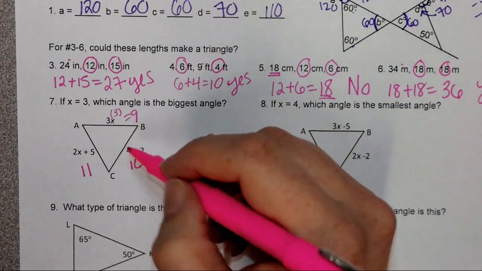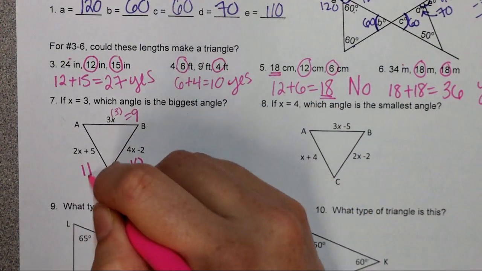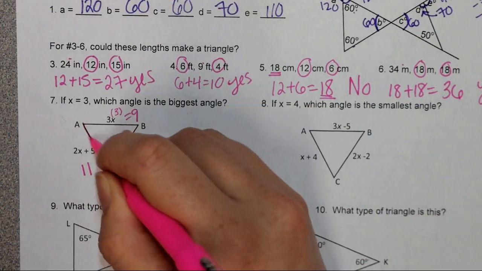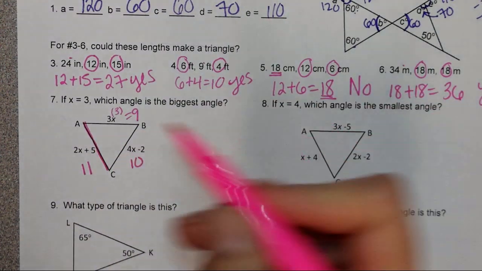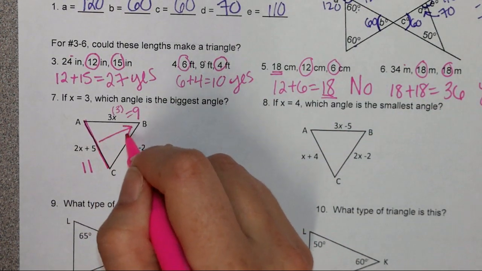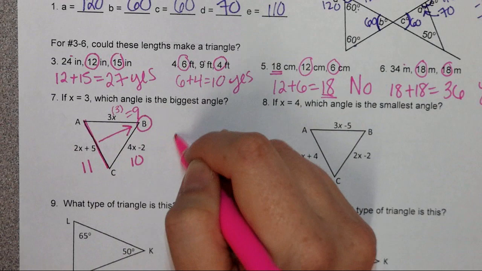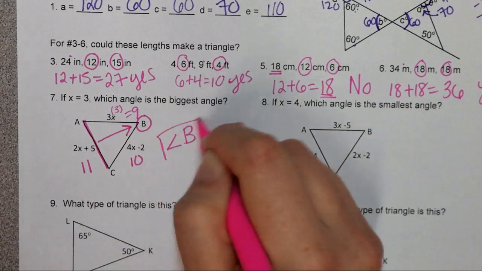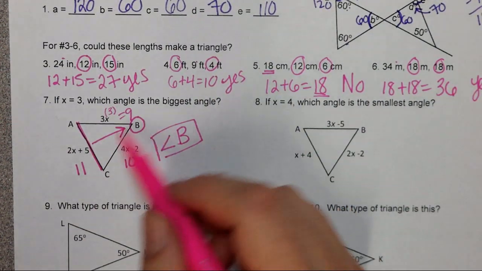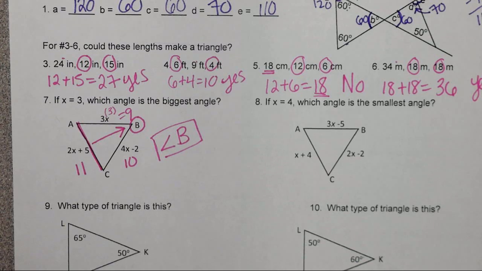Okay, so our largest side is AC, that has a length of 11, which means that our biggest angle is going to be angle B. The largest angle is always across from the largest side.